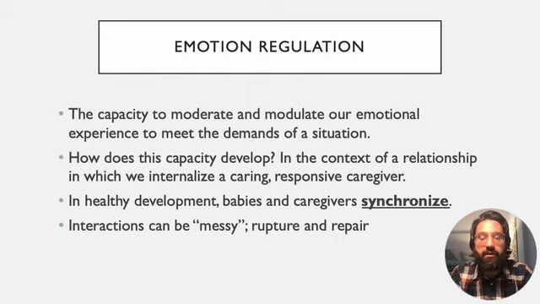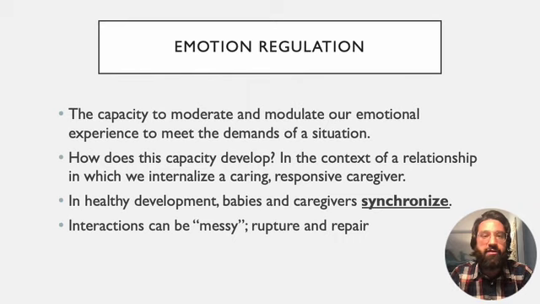So how does this capacity develop? How do we learn how to regulate our emotions? Well, as it turns out, we learn how to do that in the context of a relationship in which we internalize a caring, responsive caregiver. In other words, through our positive experiences with the people around us, we begin to internalize a sort of caring, soothing presence, that we can rely on this internalized positive caregiver as a way to cope with overwhelming feelings. So it's really through a relationship that we learn to become more independent ourselves.